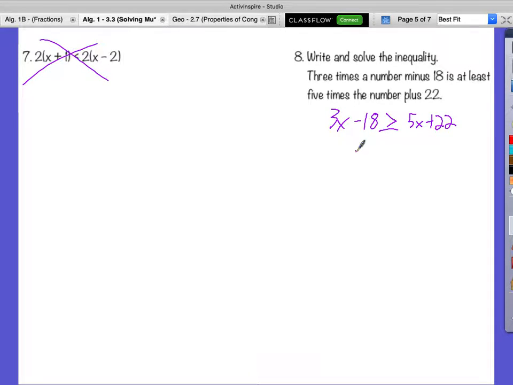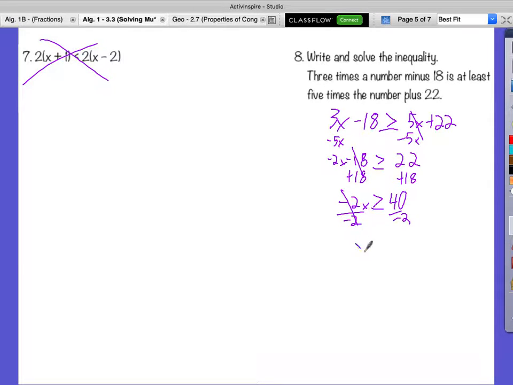Okay. So in this problem, guys, we can go about it a couple different ways. What I would probably do, just because we want our x's to end on the left side, is subtract this 5x from both sides. 3x minus 5x is negative 2x minus 18 is greater than or equal to 22. Then we add 18 to both sides to get that away from our negative 2x. Negative 2x is greater than or equal to 40. Divide by that negative 2. X, flip our sign when we divide by a negative, is less than or equal to negative 20.